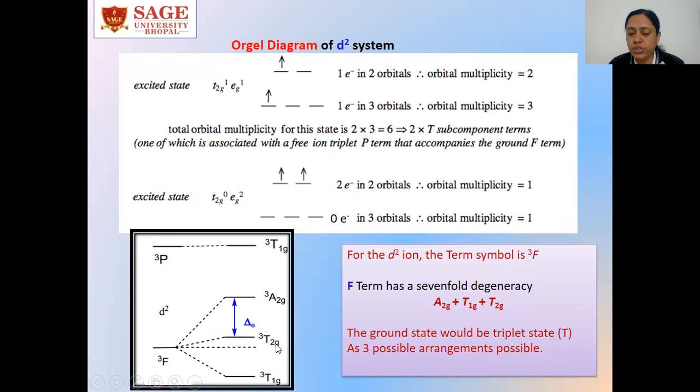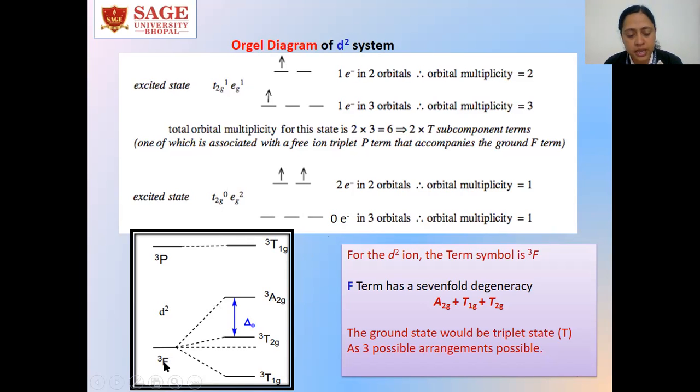Next will be 3T2g. From here we are getting that 2 T subcomponent sum. So the first excited state, t2g1 eg1, we are getting this 3T2g. Along with this, it is associated with another term associated with 3P, so 3T1g. And the second excited state, where the electronic configuration is t2g0 eg2, the term 3A2g is associated with that.